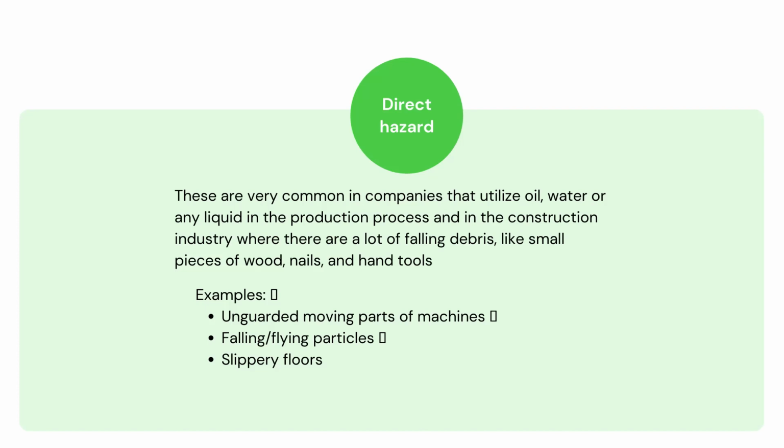First is the direct hazard. Direct hazards are very common in companies that utilize oil, water, or any liquid in the production process, and in the construction industry where there are a lot of falling debris like small pieces of wood, nails, and hand tools. Examples of these are the unguarded moving parts of machines, falling or flying particles, and slippery floors.